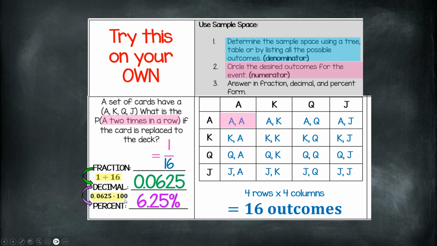Some students may accidentally write this as 62.5, but if they did that, they moved the decimal 3 times, or multiplied by 1,000 instead of multiplying by 100. So please be careful and check your work.